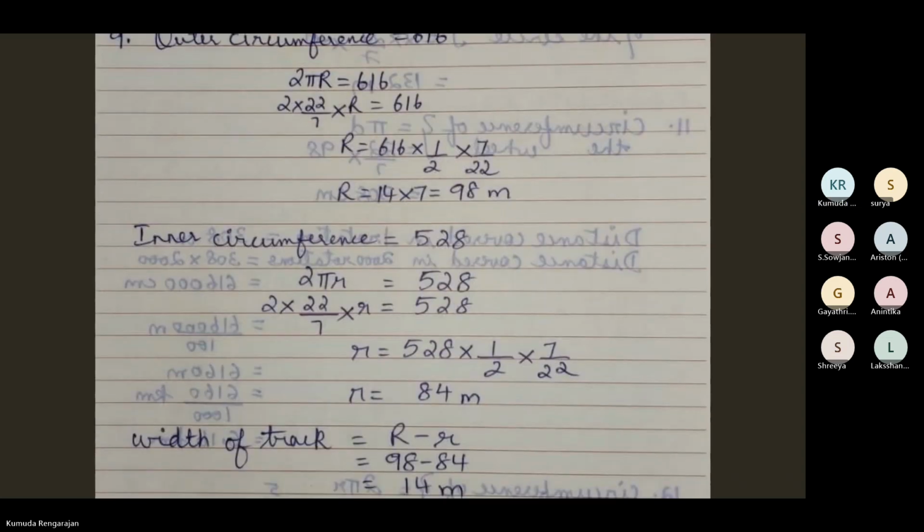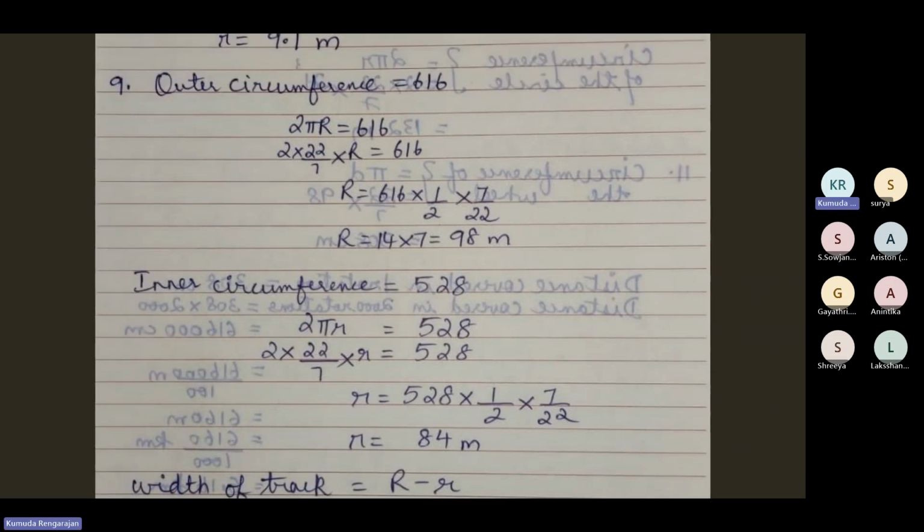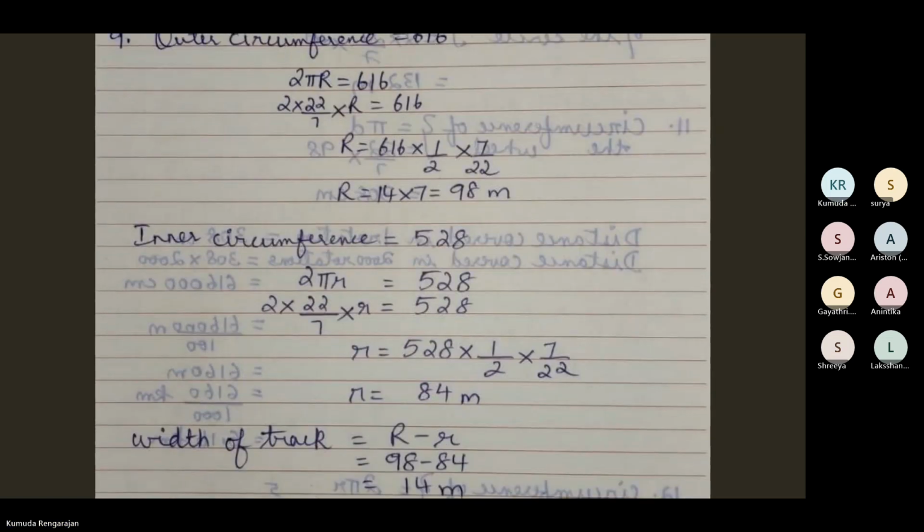Outer circumference is 616. So 2 pi capital R is 616. 2 into 22 by 7 into capital R is 616. So R is equal to 616, 2 comes to the other side as 1 by 2, and 22 by 7 becomes 7 by 22. Correct, Lakshana? So R is 98. In the same way, when you work inner circumference, small r is 84. And the width is 98 minus 84, 14 meters.